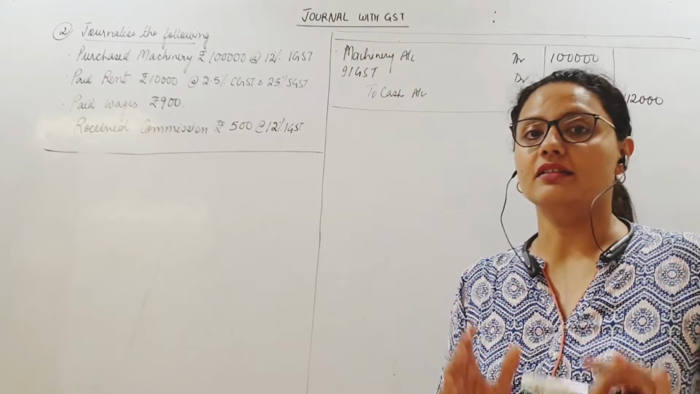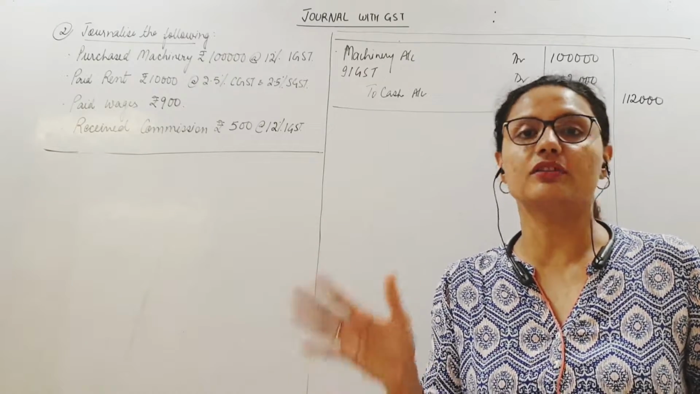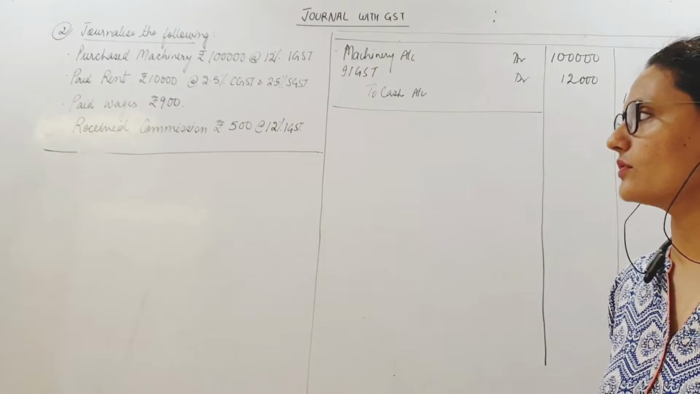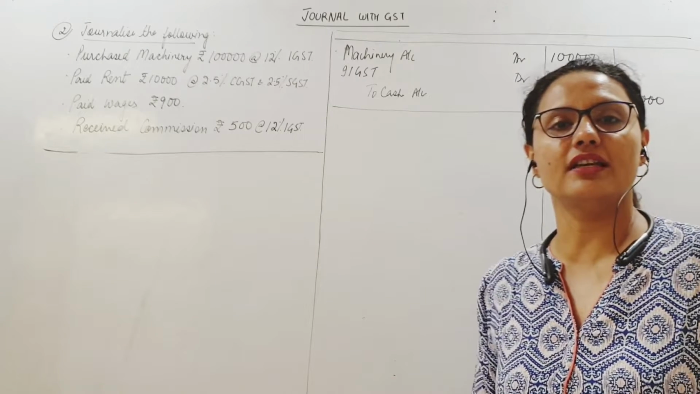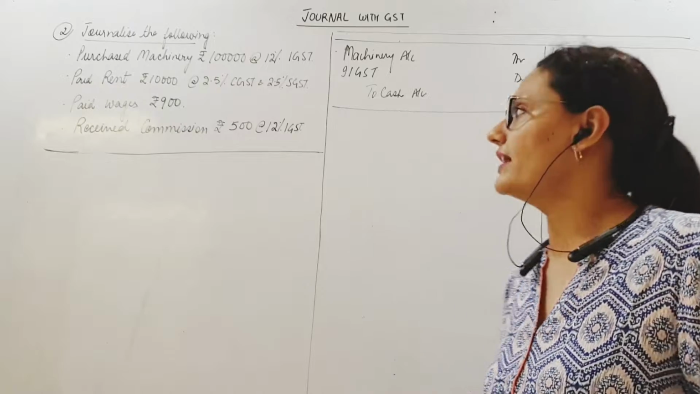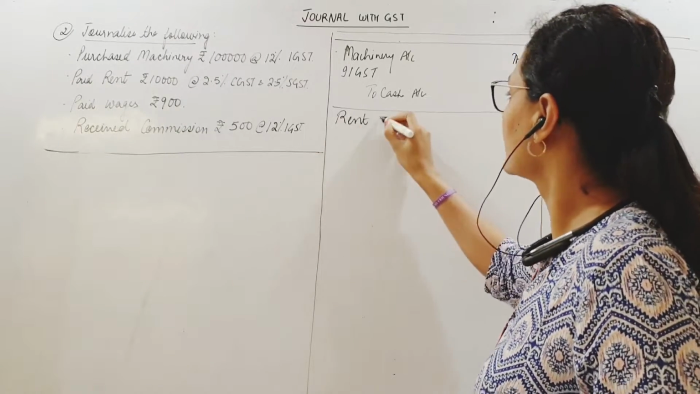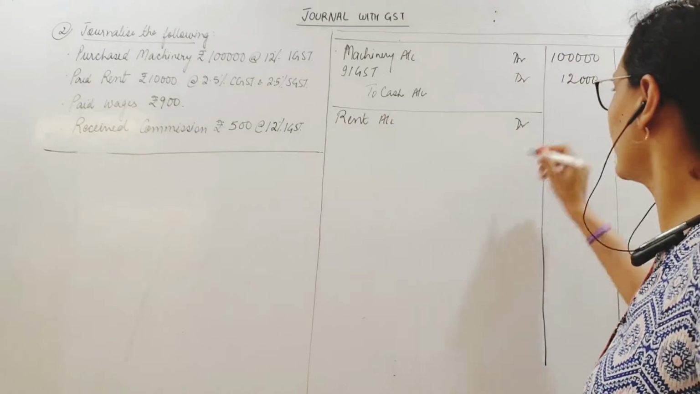But there are certain expenses which will not be taxed. Now what are those expenses? We will come to that later. Let us see this. Paid rent 10,000, 2.5% CGST and 2.5% SGST, meaning this is at the 5% rate. So here rent is an expense. So rent account will be debit, all expenses, right? This is the basic journal entry.